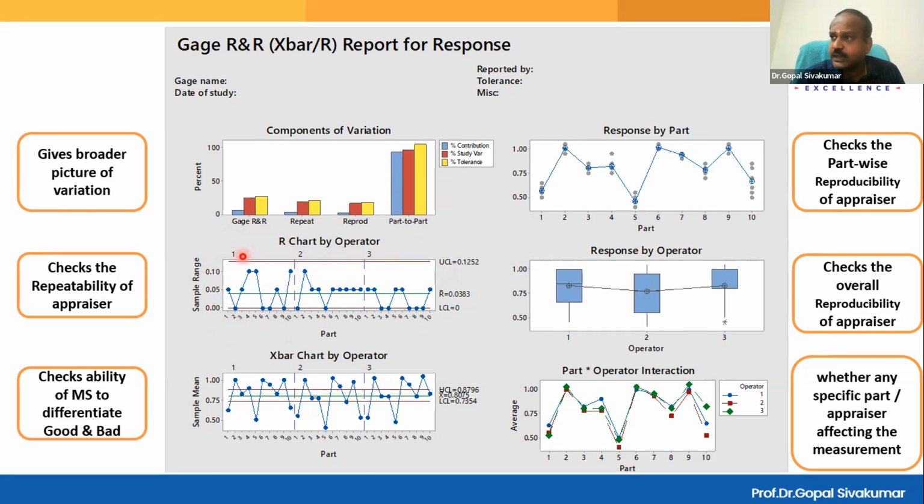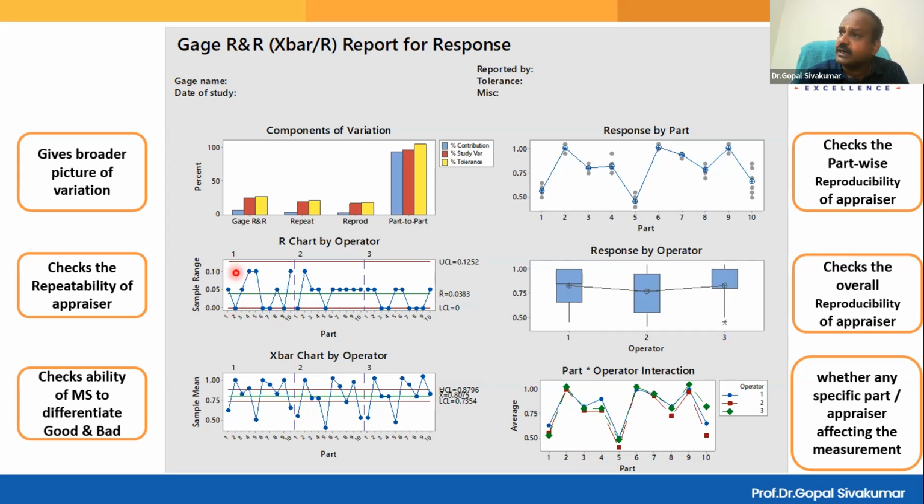With the help of the 30 readings, you have got 10 ranges. Every range is collected from 3 data points of each part. You understand? Each part is measured 3 times. First part, first range. Second part, second range. It is going like that.